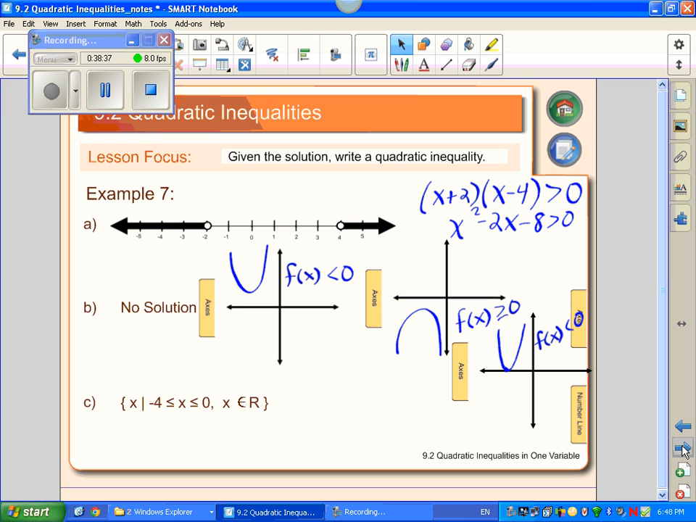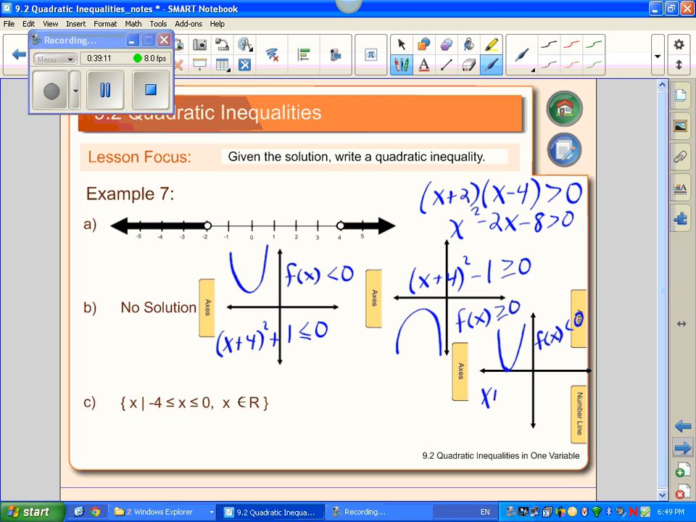So if we had to write something that worked, can you get to an equation with that? Well, this one opens up. Maybe it's x plus 4 squared plus 1. Where is that less than or equal to 0? That type of an equation works. This one could be x plus 4 squared minus 1. Where is that greater than or equal to 0? This one could be x plus 4 squared. And where is that just strictly less than 0? So those are some equations. So you can see that there's multiple correct answers, an infinite number of answers.